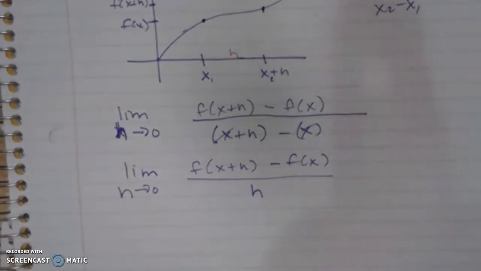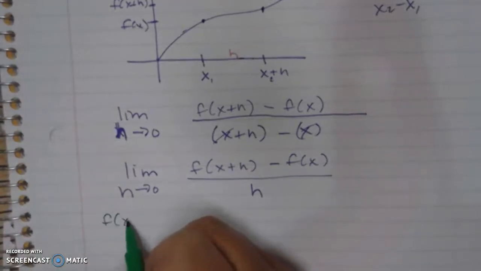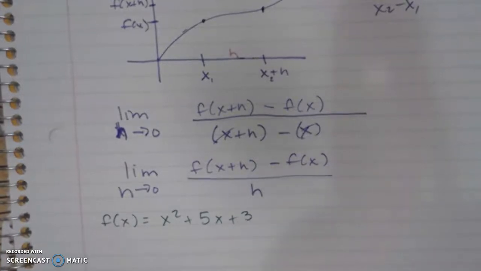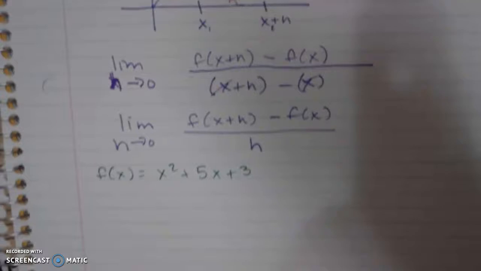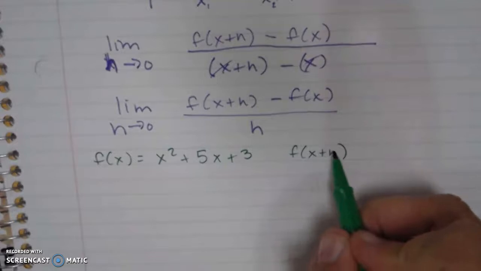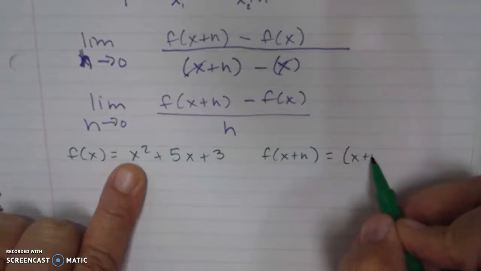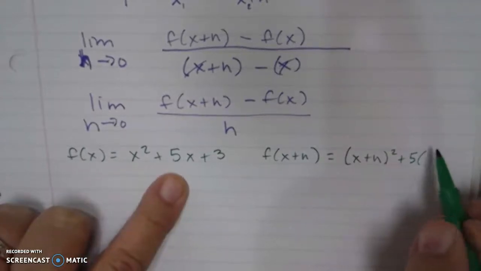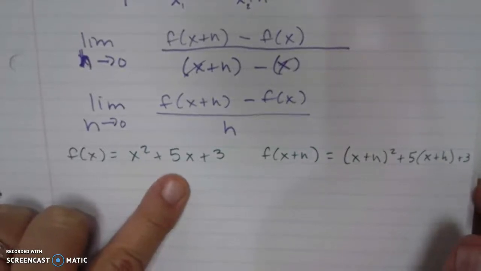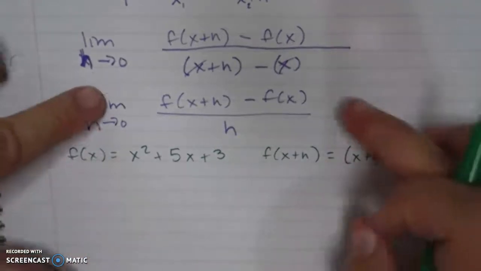So let me give you an example. Let's say that f of x equals x squared plus 5x plus 3. Well, the first thing I'm going to have to do is find f of x plus h. Well, f of x plus h just means I'm going to take this value and plug it in wherever there's an x. So there's an x here, so I'm going to say x plus h squared plus 5 times x plus h, and then plus 3. So we're just going to plug stuff in. Now we're going to subtract f of x.